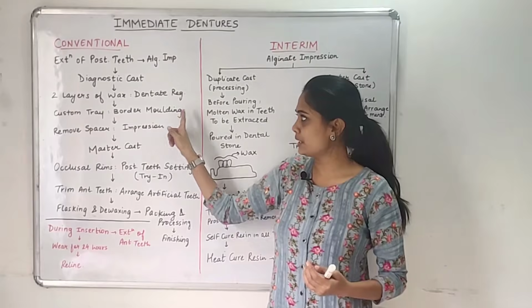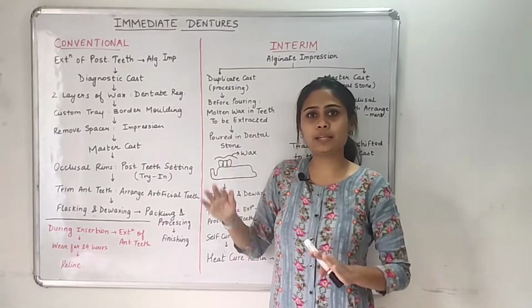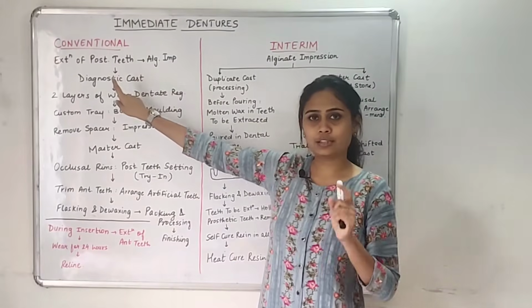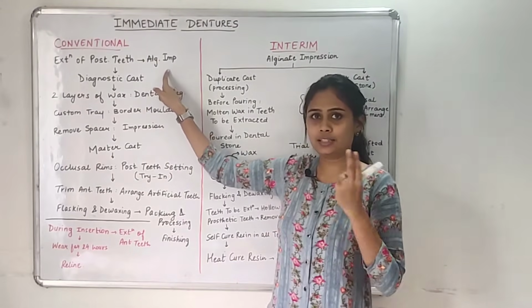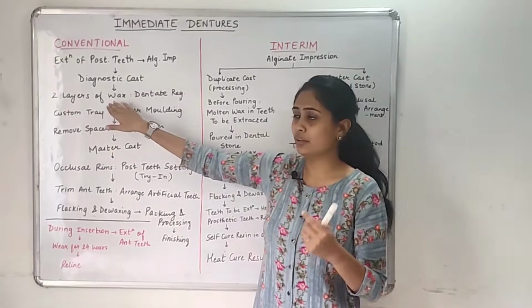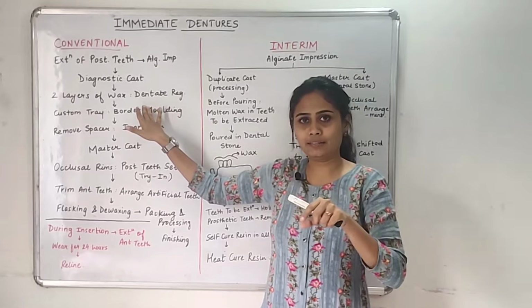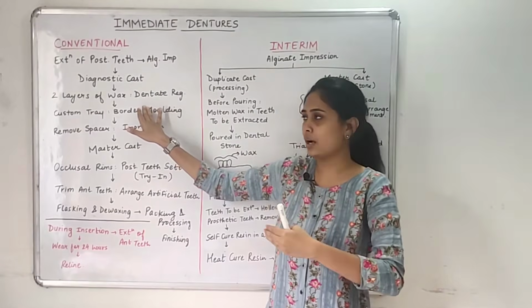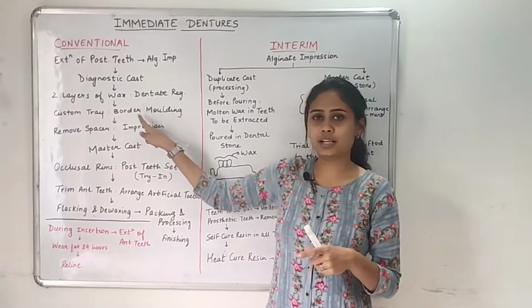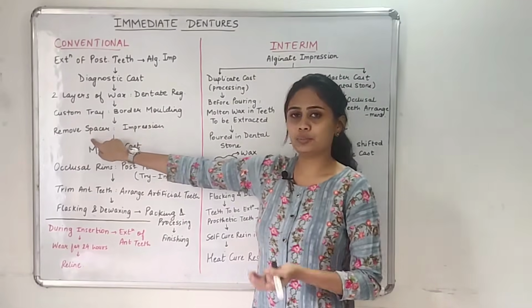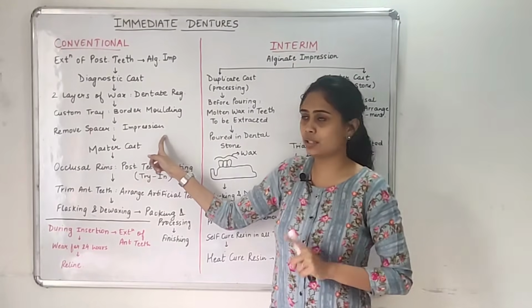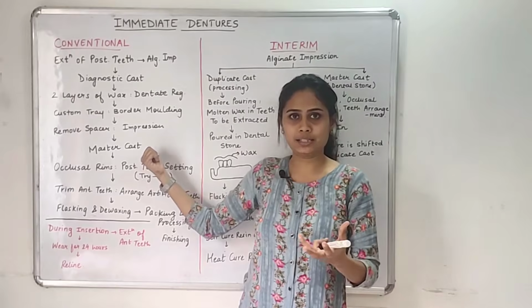So these 4 steps are basically the same as what we use in the complete denture. So extraction of the posterior teeth, then we take the alginate impression and make a diagnostic cast. In the anterior part, we put a modeling wax in the dentate region to have a block out. Then you fabricate a custom tray for the posterior part and in the custom tray, you do border molding, you remove the spacer, you take an impression with a light body elastomeric material and you make a master cast.